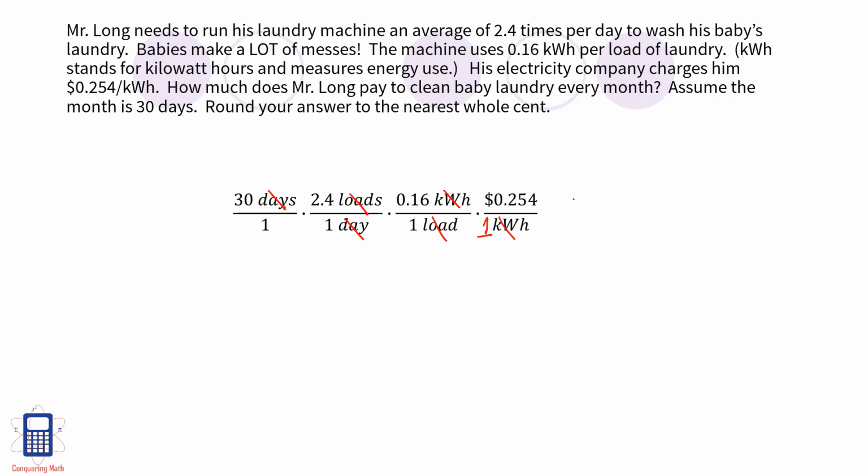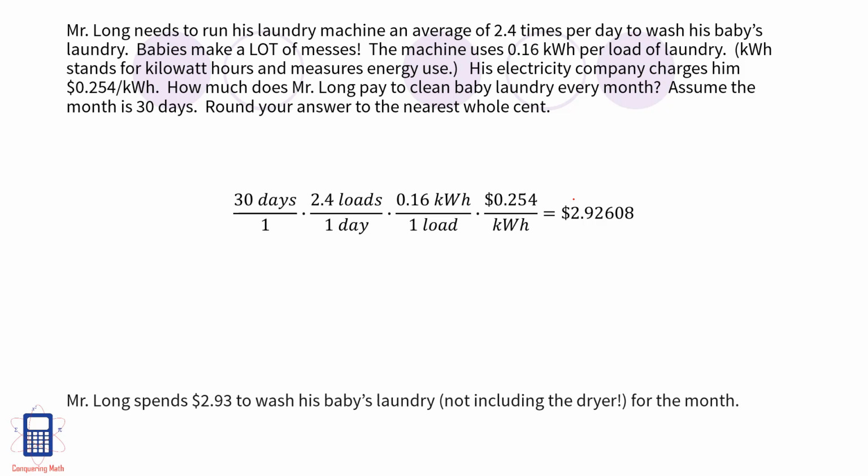So once we plug all of that in, we have $2.92608, and it says round your answer to the nearest whole cent. So what that means is Mr. Long spends $2.93 to wash his baby's laundry, not including using the dryer, for the month. Let's take a look at the next problem.